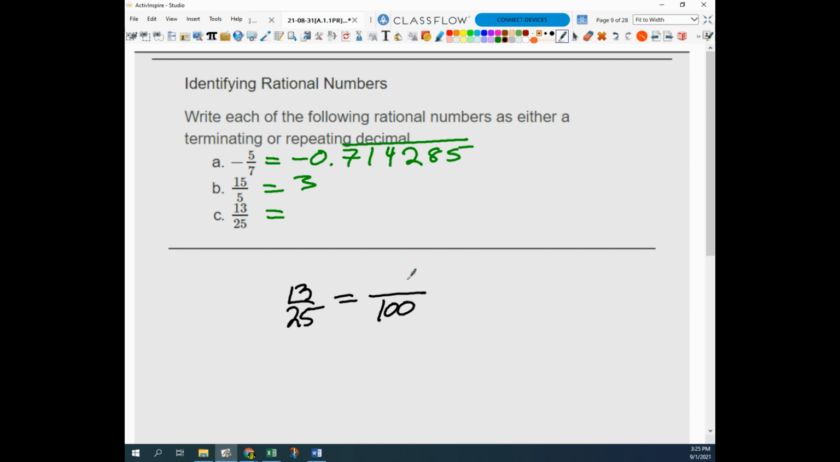What goes there? Yeah, 52. Good. I could multiply both the top and the bottom by 4, couldn't I? Which tells us that this is just 0.52, right? Okay. And you could use a calculator if you wanted to.